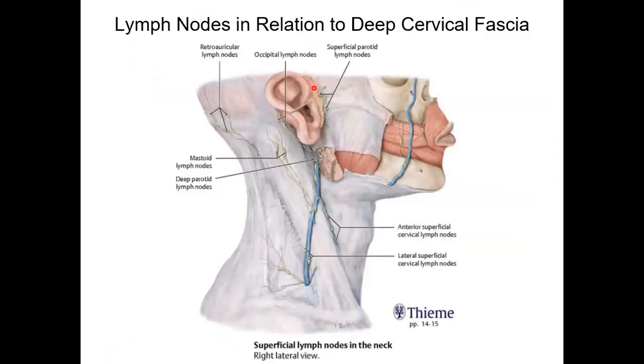Okay, lymph nodes in the deep cervical fascia. This is the same lymph nodes that we had before, just showing you them in relation to the fascia. So our retroauricular, our mastoid, our occipital. Okay, these are labeled differently, because before this was occipital, and this was retroauricular slash mastoid.